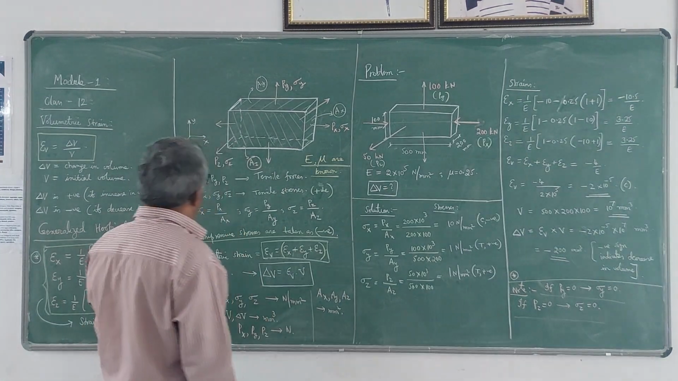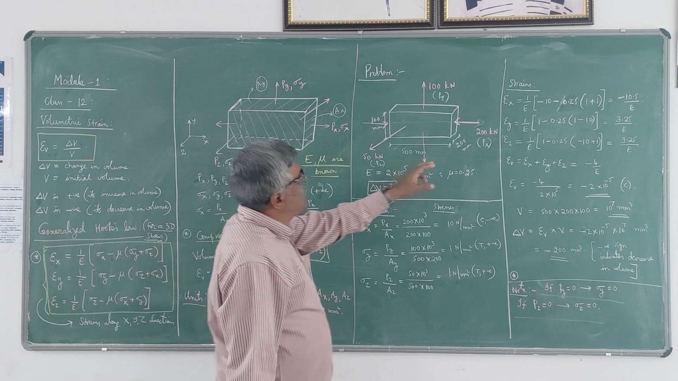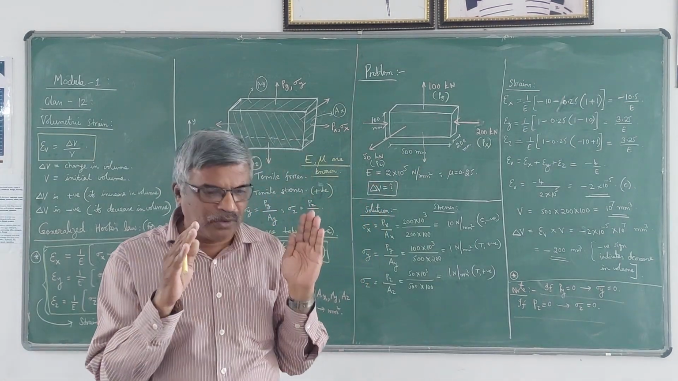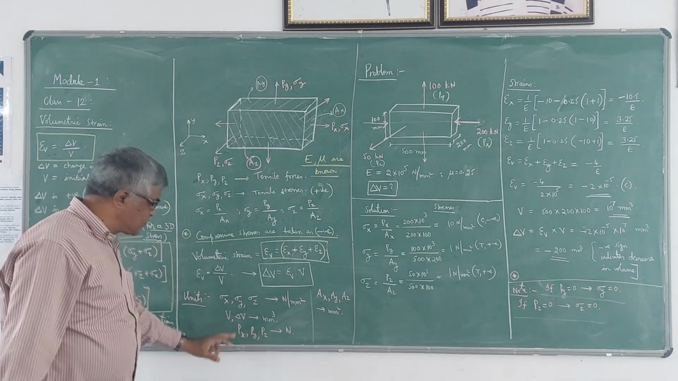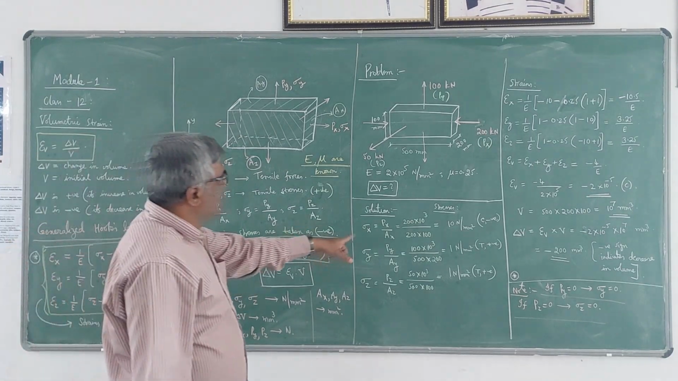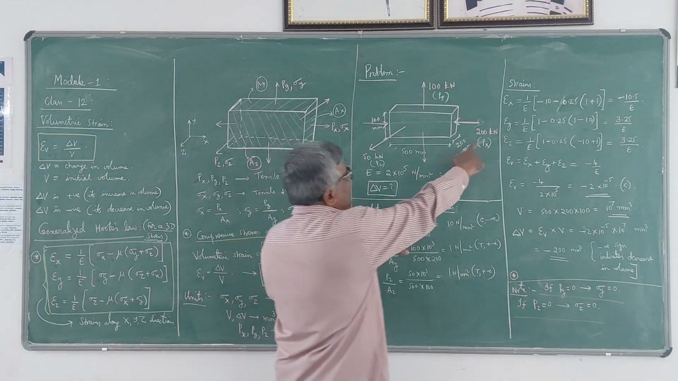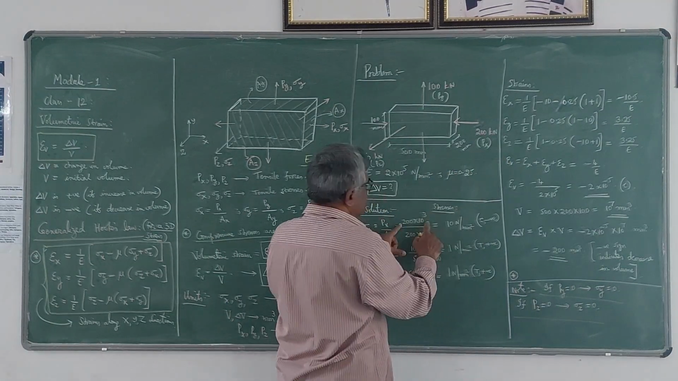Now the procedure is very simple. You write down this Px, Py, Pz. Of course, they are given in kilonewtons. We have to convert them into newtons. We have to stick to these units. Now sigma x is given by Px by Ax. So Px is 200 kilonewton, that is 200 into 10 power 3 Newton.